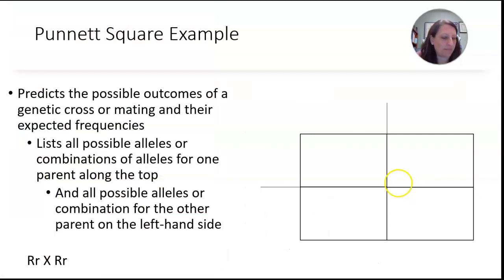So let's do one. So again, the Punnett square is a way to make a prediction about the possible outcomes of a genetic cross or a mating and their expected frequencies. Okay, so here's my cross down here. So big R, little r, crossed with big R, little r. So 2 heterozygotes again. So take a minute, pause your video, and try to figure this out.